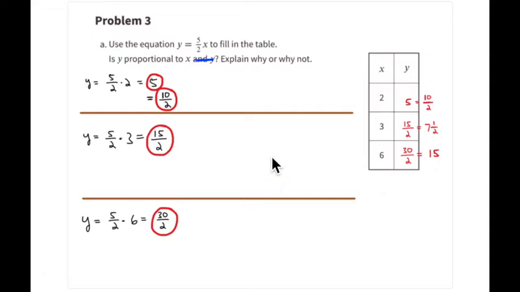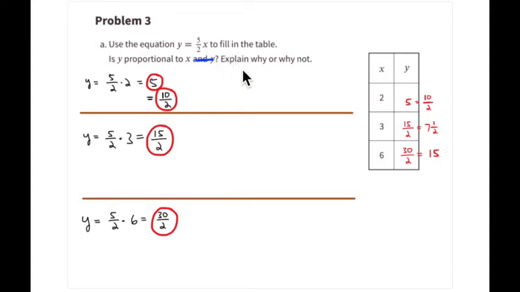So is this a proportional relationship? Well, a way to figure that out, first of all, you can tell that it is from the form of the equation. Every time you choose a value for x, y is then 5/2 times that amount. So you're always multiplying by a constant amount.